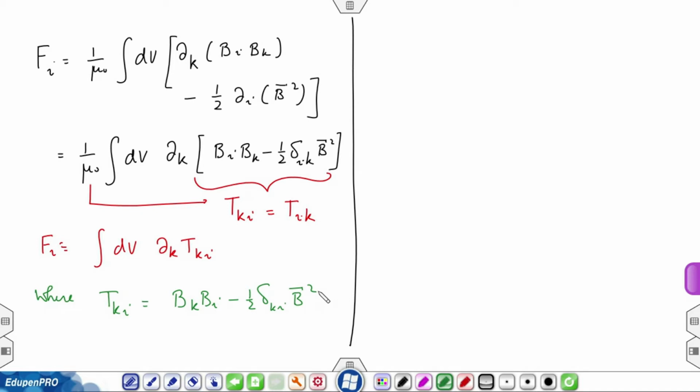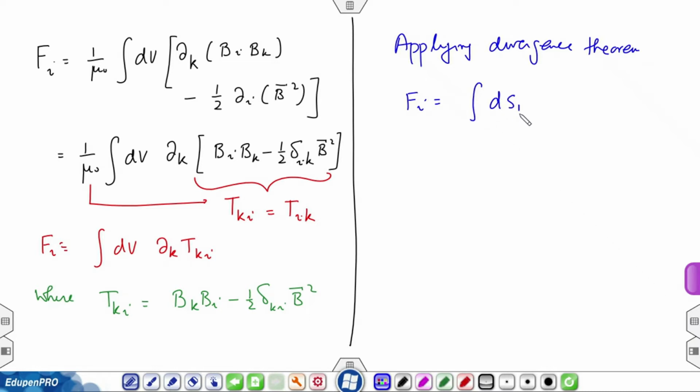So, T_ki can be thought of as 3 components of some vector T_i, right. So, I can apply the divergence theorem. Using the divergence theorem, I can write F_i as integration dS_k, the kth component, T_ki.